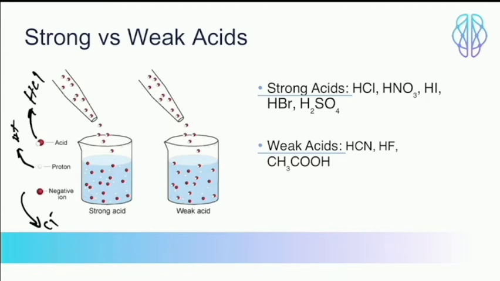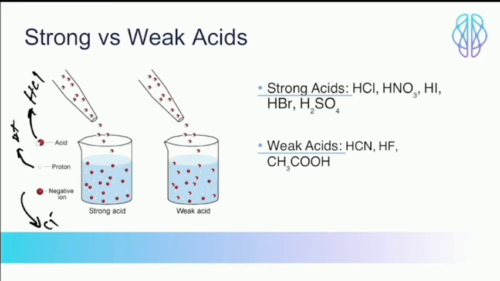Compare the strong acid beaker to the weak acid beaker. The strong acid beaker, when put in solution, likes to break up into the individual proton and the negative ion a lot better than the weak acid, which kind of stays intact. A nice way of putting this is, a strong acid dissolves or dissociates into a proton and a negative ion a lot better than a weak acid, which doesn't tend to do that.